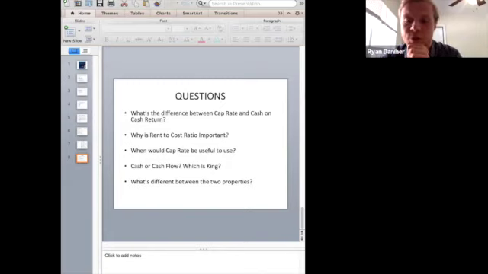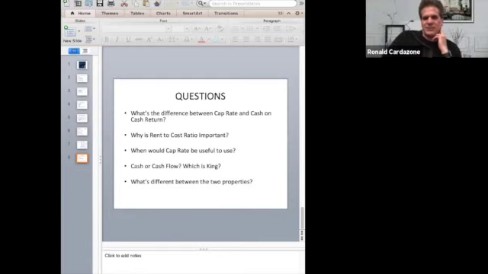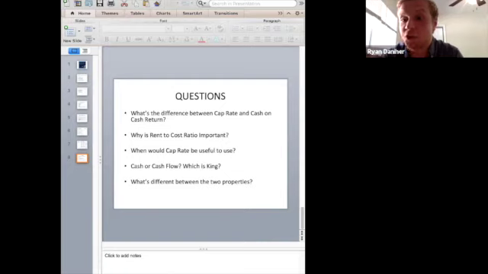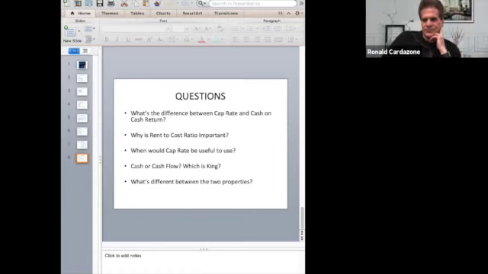So the second question, why is rent to cost ratio important? It's going to determine your return on investment. Yeah. So it's an easy screening technique. It's something that you can do right away without even calculating the expenses on the property and get an idea of will the property cash flow or not. So when would cap rate be useful to use? In what scenario? If you're buying all cash. There you go.